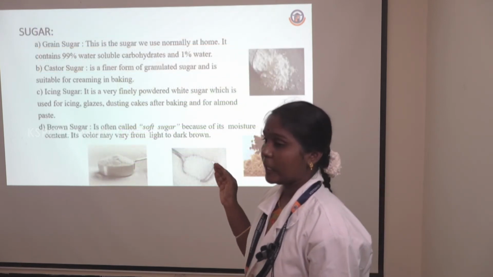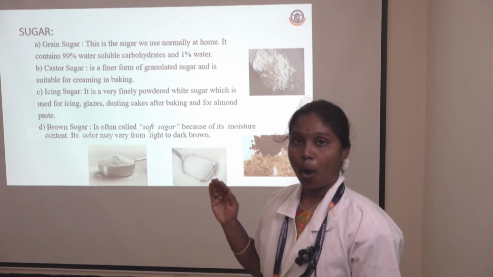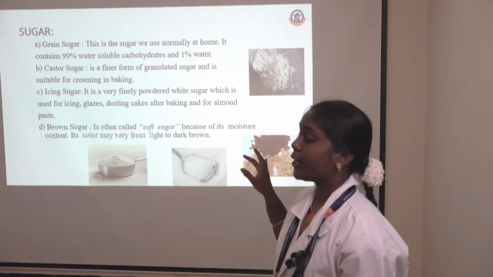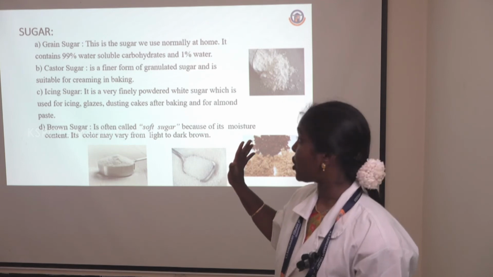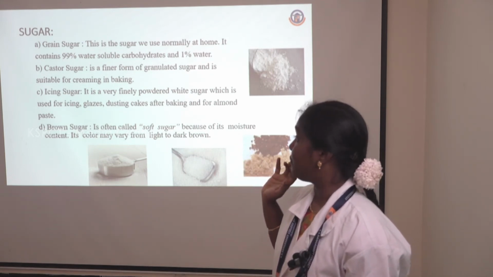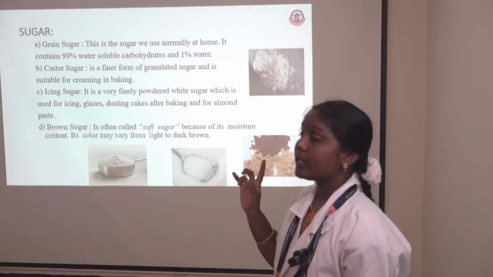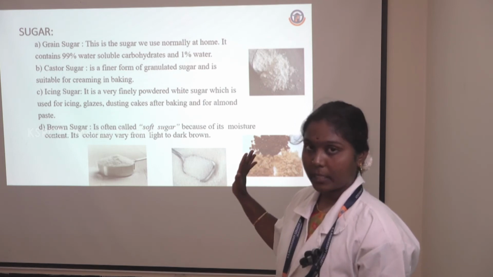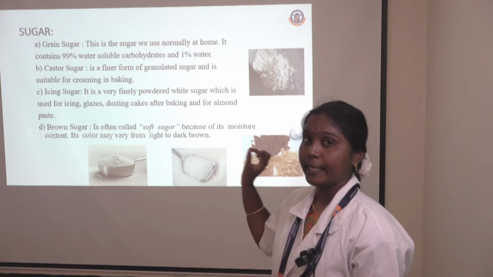Next is the minor ingredients, the sugar. Many types of sugars are available in the market, as all of you know. Generally, four types of sugars can be used in baking product preparation. The first is cornstarch, next is castor sugar, the third is icing sugar, and the fourth is brown sugar. Cornstarch is nothing but 99% carbohydrates with 1% water, which means it is a very dry product.